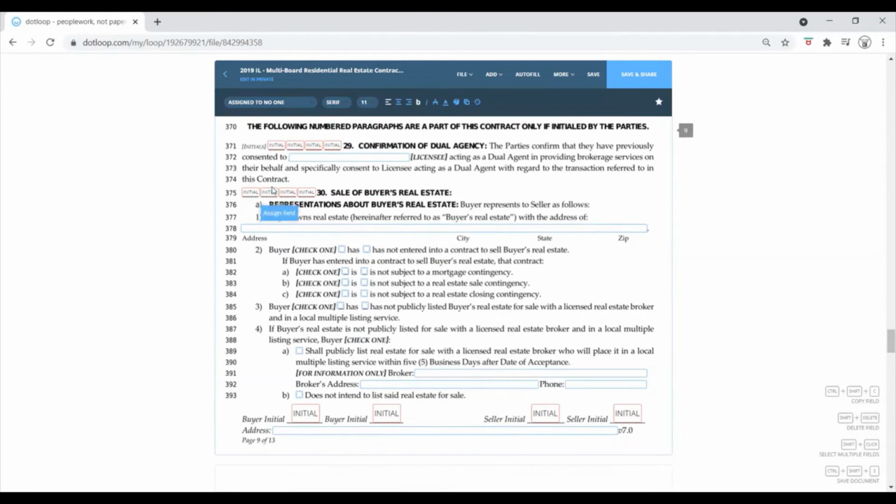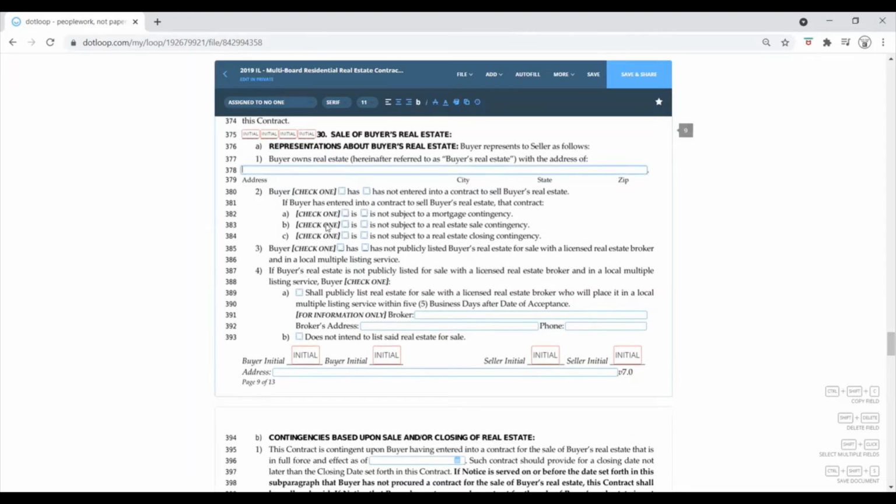Do they need to sell their real estate? So do they have a house to sell? If they do, you're going to put in the address. You're going to put whether it has or has not entered into a contract, if it is or is not subject to a mortgage contingency, if it is under contract, if it is or is not subject to a sale contingency. So the buyers of this property need to sell their home, do the buyers of their home also have that? Okay.